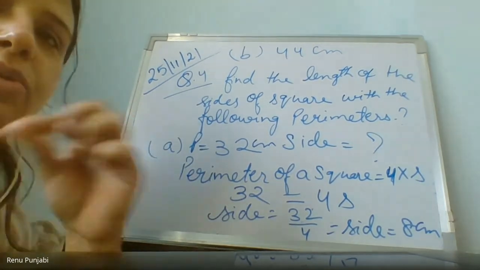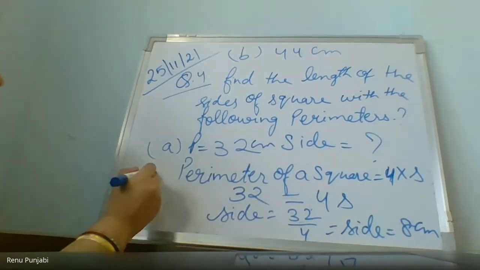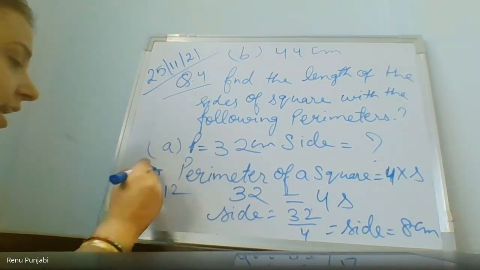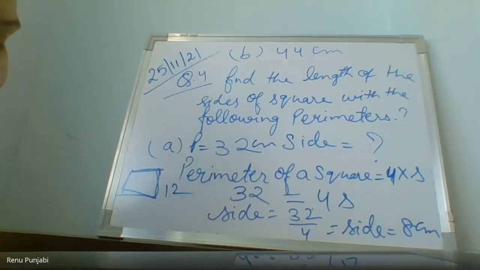The 4-sided total is given to you. A square is there, and the total of its four sides is 12. But how much is each side? How will you find it? 3 centimeter. Yes, 3 centimeter.